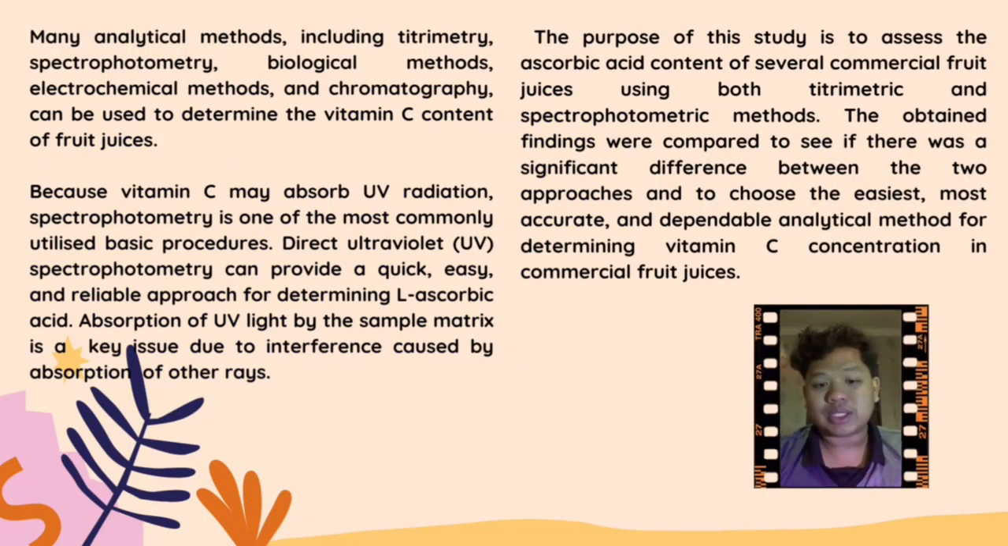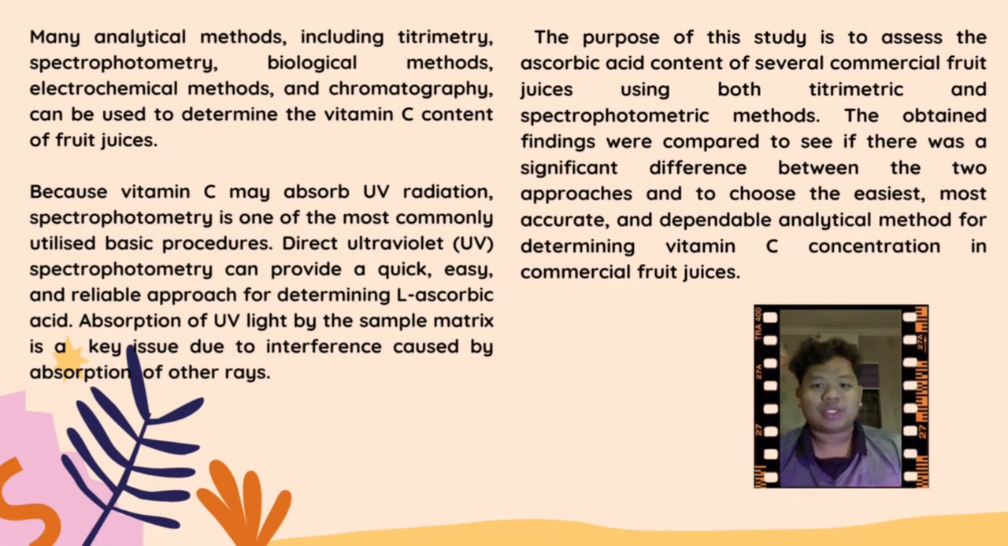Many analytical methods, including titrimetry, spectrophotometry, biological methods, electrochemical methods, and chromatography, can be used to determine the vitamin C content of fruit juices. Because vitamin C may absorb UV radiation, spectrophotometry is one of the most commonly utilized basic procedures. Direct ultraviolet UV spectrophotometry can provide a quick, easy, and reliable approach for determining L-ascorbic acid. Absorption of UV light by the sample matrix is a key issue due to the interference caused by absorption of the other rays.